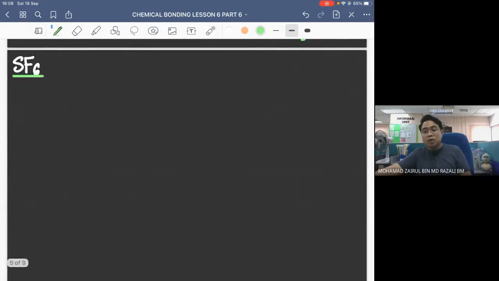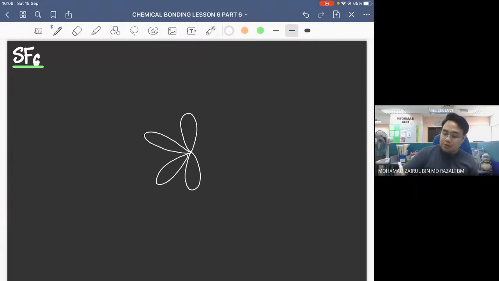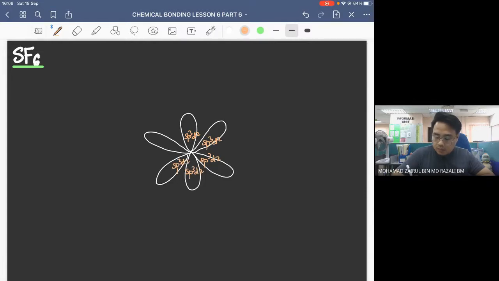For sp³d², the geometry is octahedral, that means we have 6 loops. So to draw it, you draw the first loop, second, third. This is the third one. You need to make sure each of the sides is relatively the same. So roughly this is the shape of sp³d², and then we need to label each loop with the name of the hybrid. And then you need to label the atom. So the atom is S. And then you need to draw the pair of electrons on each loop.